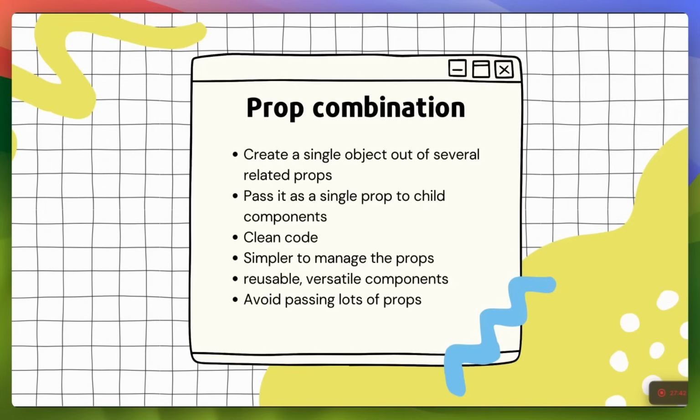Right. Next design pattern, or before that, to recap, prop combination. With prop combination, you create a single object out of several related props. You pass it as a single prop to child components. This results in clean code. It also makes it simple to manage the props. It creates reusable and versatile components, and this helps you avoid passing lots of props, especially when you have a large chain of parent-child components, right?